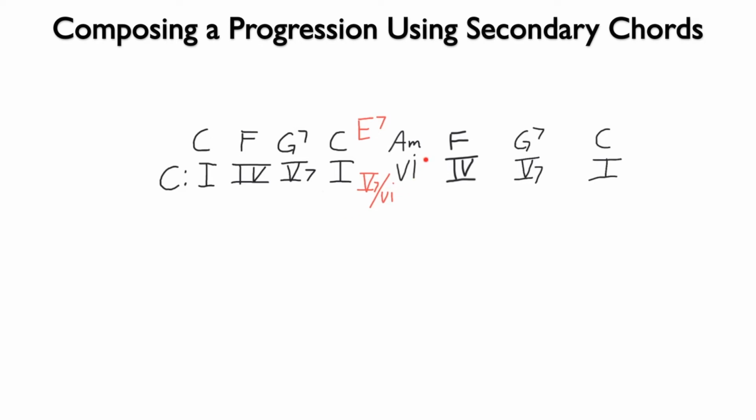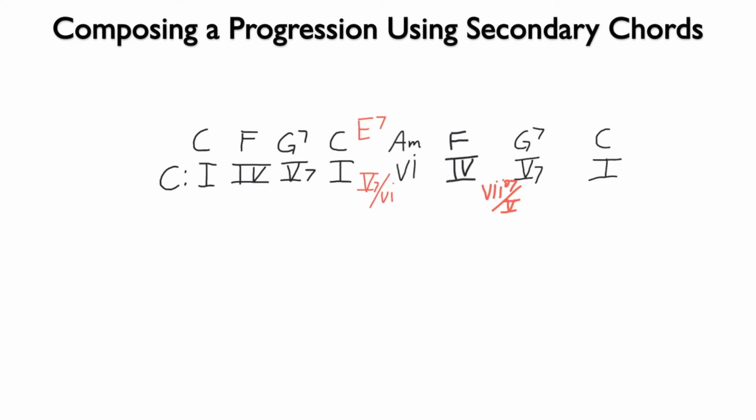Now we can precede any of these 3 chords with a secondary dominant or a secondary leading tone. We chose first to use the secondary dominant to lead into 6. Now let's use a secondary leading tone chord to lead into 5. Let's use 7 fully diminished 7 of 5.